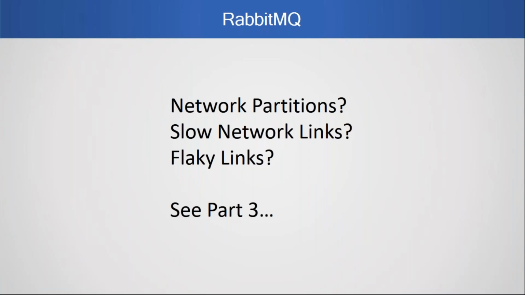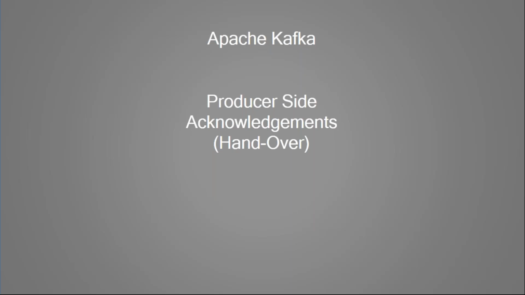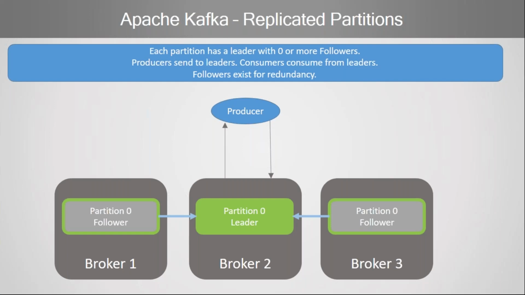And we're going to look in part 3 at network partitions, slow network links, and flaky links, to see how RabbitMQ behaves when it's in a split brain, where a cluster is split in 2, and you end up with 2 queue masters. We don't have time to look into that today. Right, let's jump over to Kafka, and we'll look at how Kafka deals with producer-side acknowledgements.